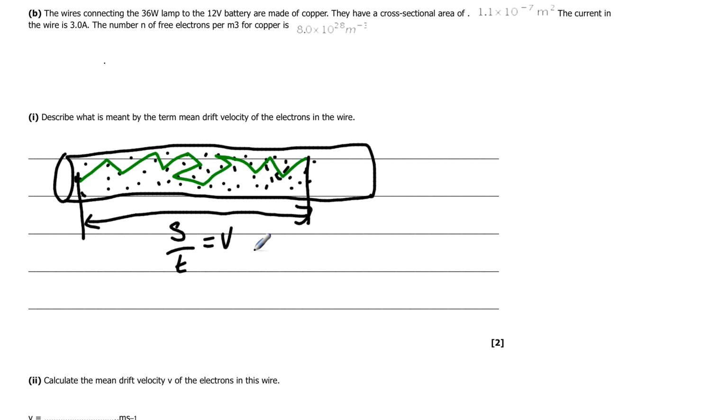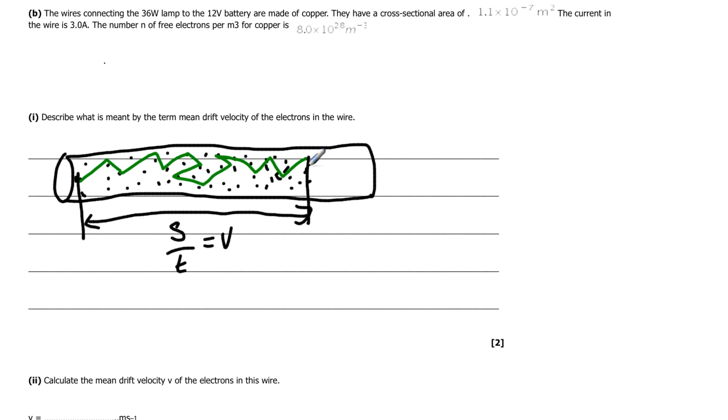We could have also said that they slowly move in one direction through the metal. Now that's slowly moving over time. So we've got this zigzaggy path that the electron is actually making, but over time it will make progress through the wire. So that's something that we could have said for our second marking point.